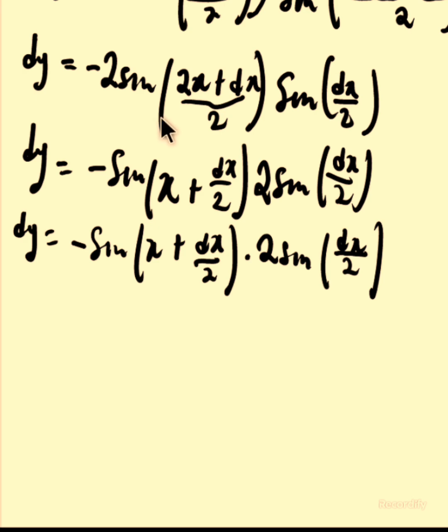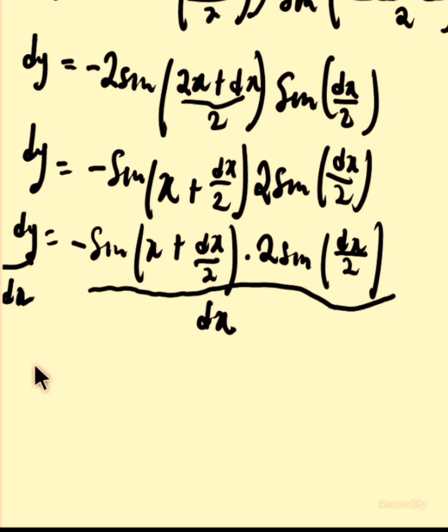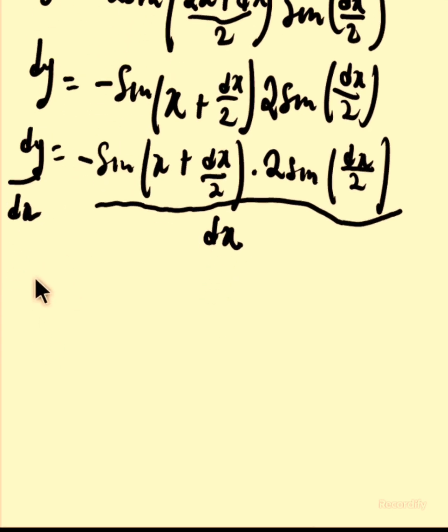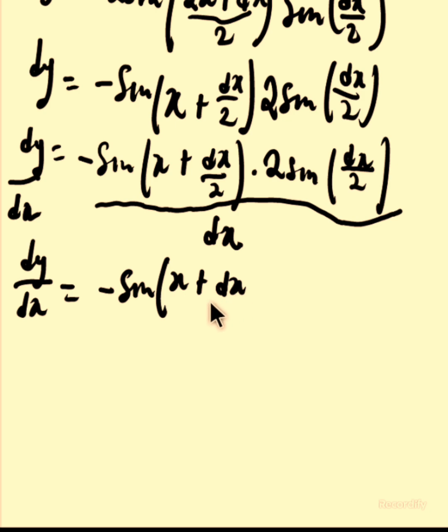I told you guys that derivative means changing y over changing x, so that's why I want to divide both sides by changing x. Okay, this also divided by changing x. Please, I'm so sorry for the line, don't mind me. Now let's continue with our work. So I'm having dy dx at the left hand side equals to negative sine of x plus dx over 2.